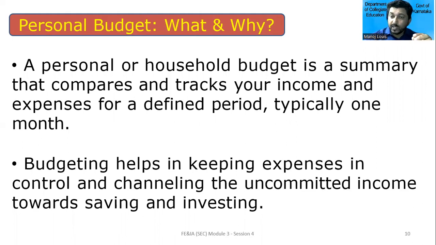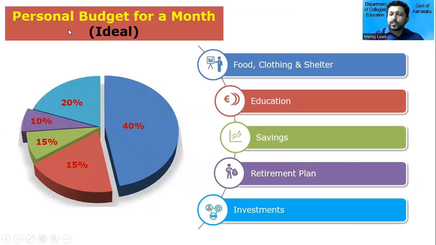When you have a budget in place, you are very, very clear as to what you need to spend for and how much you have to spend for. It is just taking a note or keeping track of your finances at your personal level. Now, this is the personal budget that I prepared. It's an ideal budget for an individual. Suppose you're earning 100 rupees. There are different criteria that I'm going to look at.